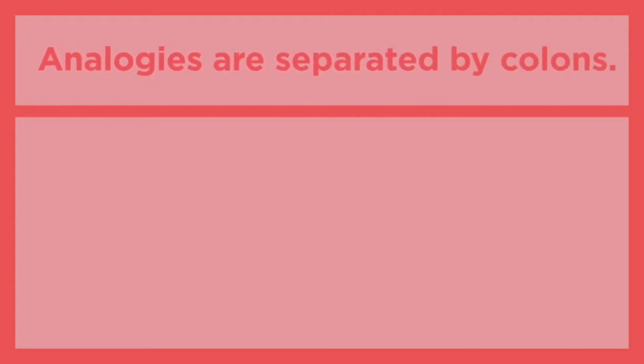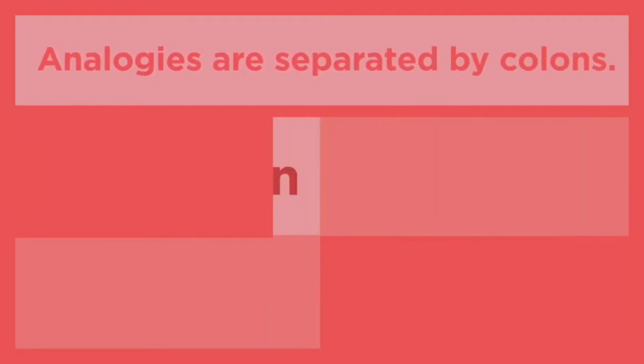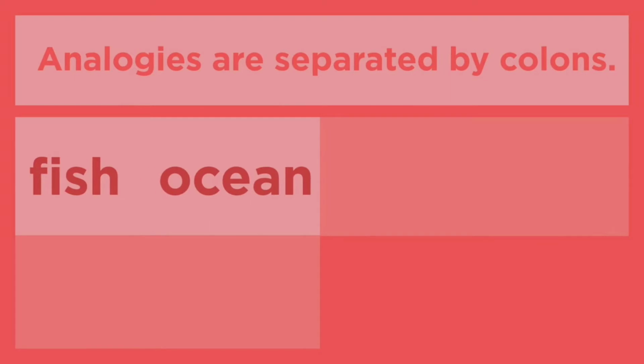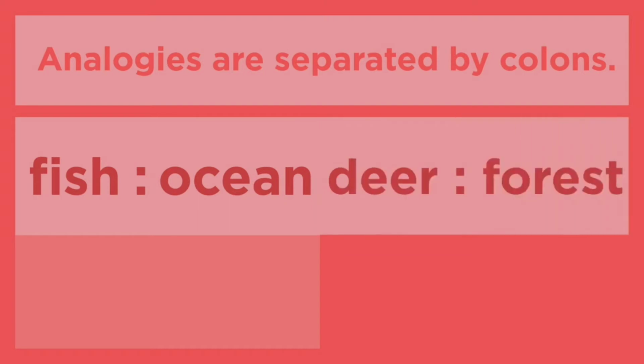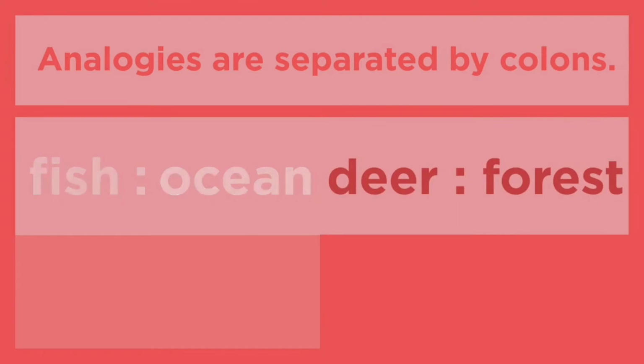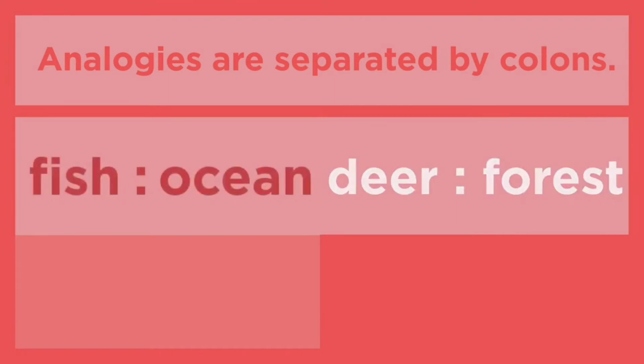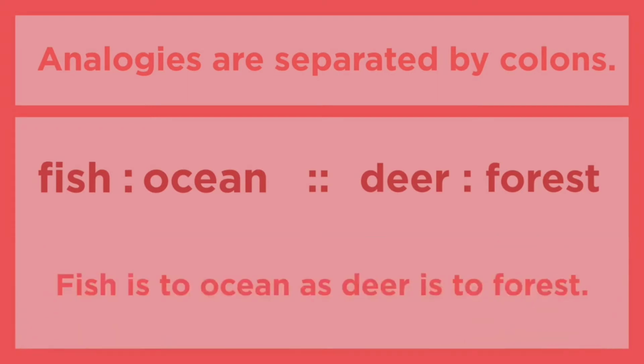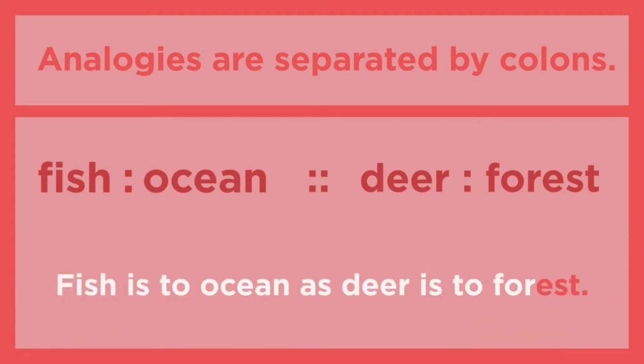Analogies can be written in word form, but they are usually separated by colons. In this example, the words fish and ocean are being compared. So, they are separated by a space, a colon, and another space. Deer and forest are being compared in the same way. When one set of words is compared to another set of words, the two sets are separated by two colons. The proper way to read this analogy is fish is to ocean as deer is to forest.